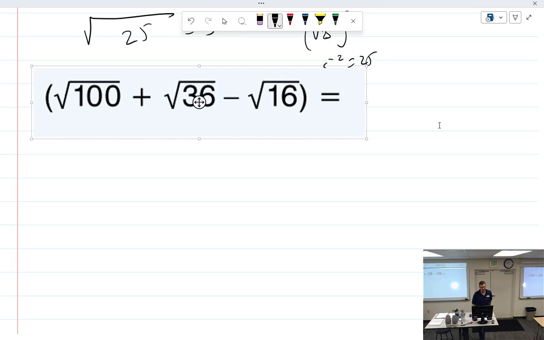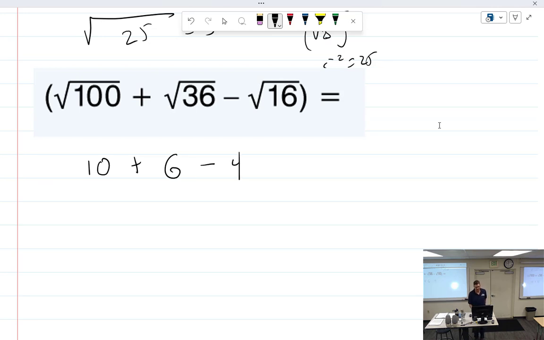So what do we got here? Square root of 100 is 10, plus the square root of 36 is 6, minus the square root of 16, which is 4. So 10 plus 6 minus 4 equals 12.